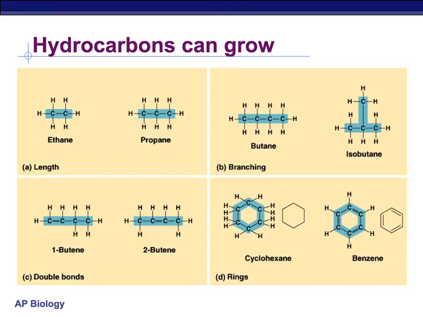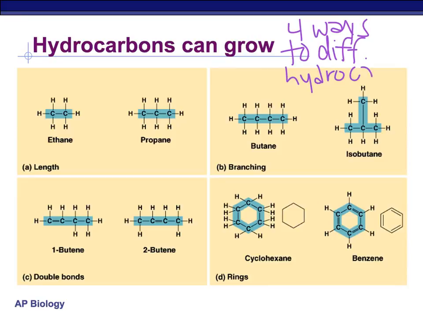So how can we differentiate? If we're just making a bunch of things out of hydrogen and carbon, how are we going to make them different? Well, hydrocarbons can differ in 4 major ways. These are going to be the 4 ways to differentiate hydrocarbons. The first one is length, meaning how many carbons it has. This just means add more carbon.